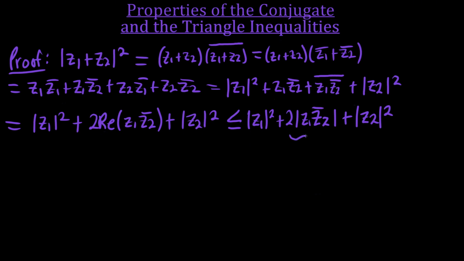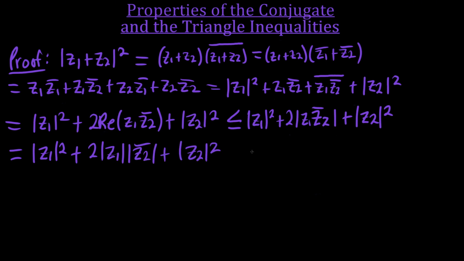Great. Next, let's go ahead and break up this modulus, since the modulus of a product is the product of the moduluses. So writing this out, we have that this expression is equal to the modulus of z1 squared plus 2 times the modulus of z1 times the modulus of z2 conjugate plus the modulus of z2 squared. Great. Now according to property E, we know that the modulus of the conjugate is simply equal to the modulus of the original number. So we can go ahead and replace the modulus of the conjugate of z2 with the modulus of z2. So this expression is equal to the modulus of z1 squared plus 2 times the modulus of z1 times the modulus of z2 plus the modulus of z2 squared.